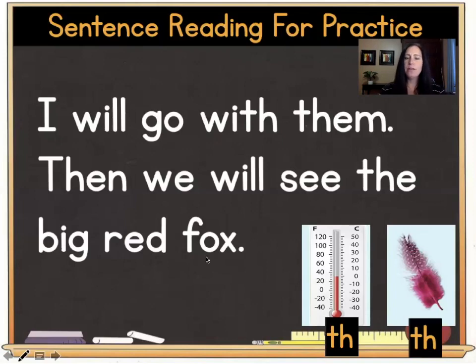I will go with who? Them. And what will we see? That's right, the fox. And what words or adjectives describe the fox? Big and red. Good reading, boys and girls.